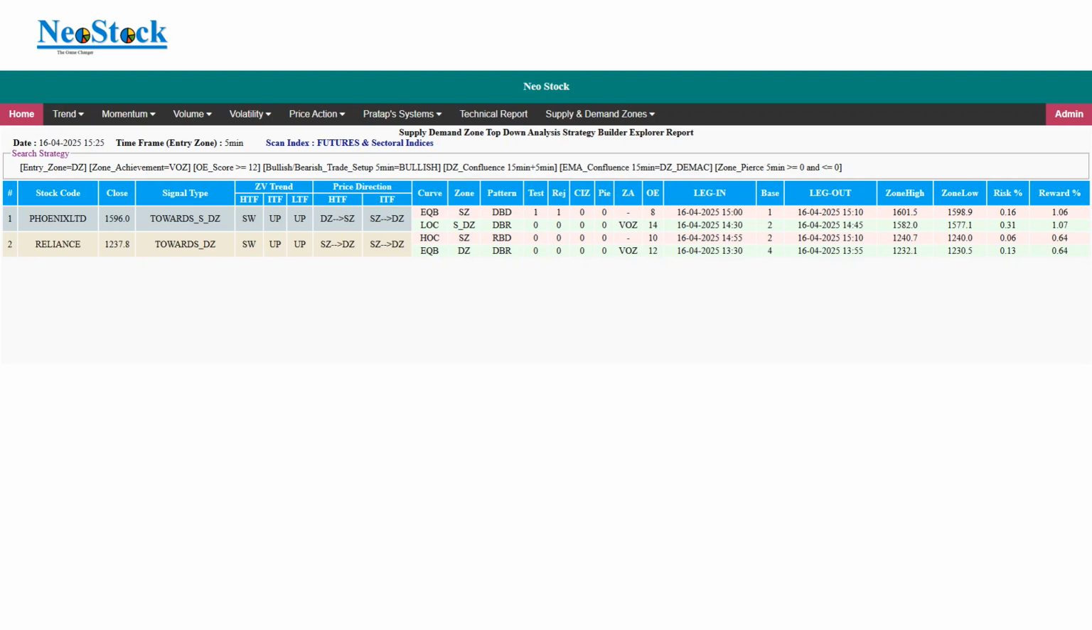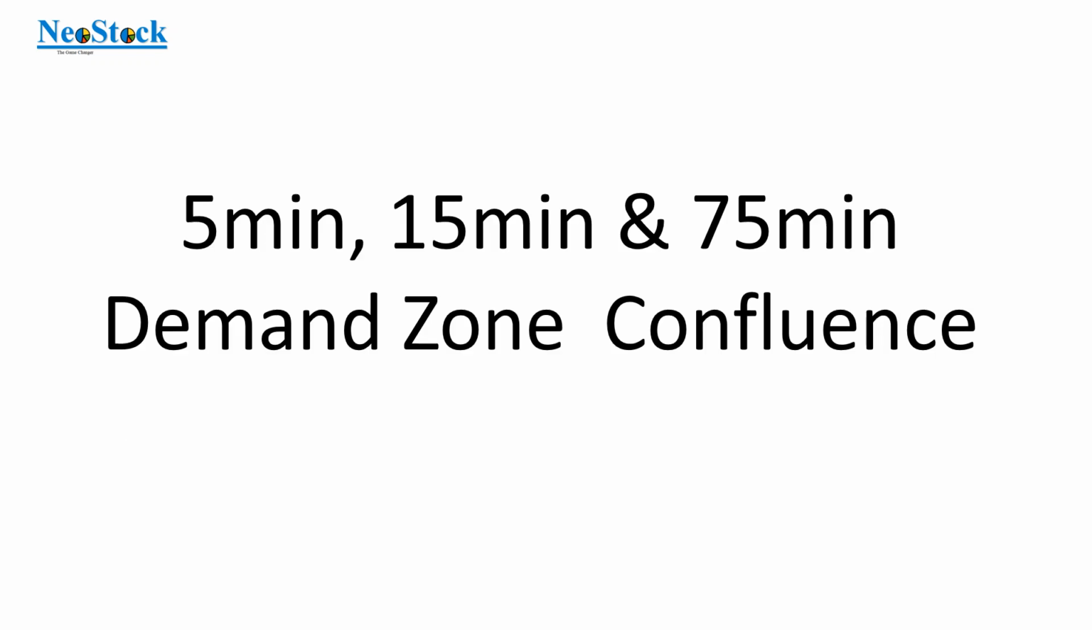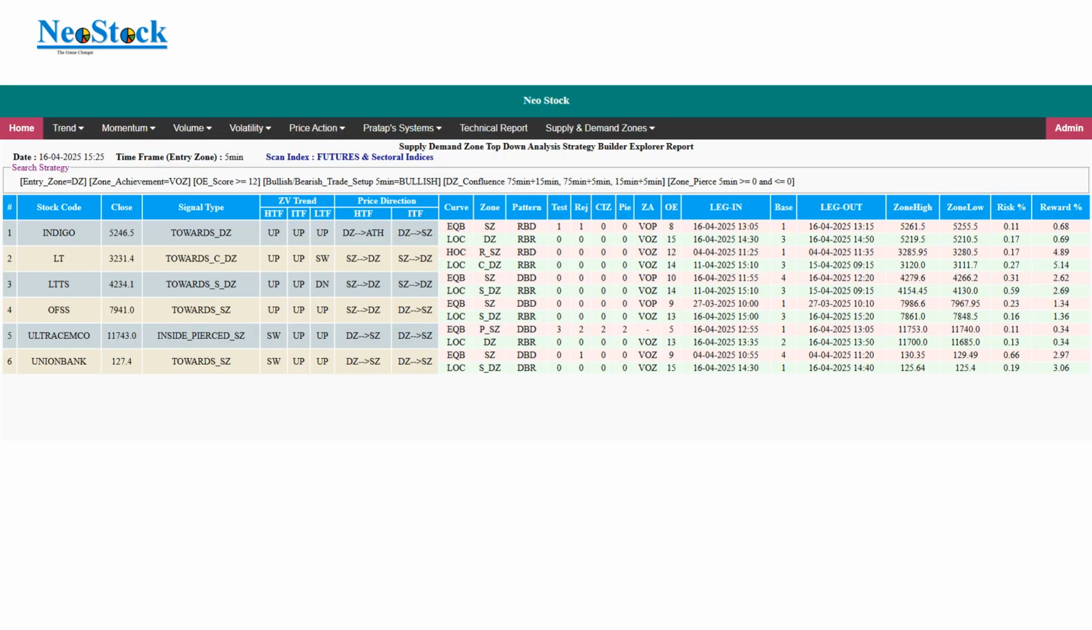Next, we will look into LTF, ITF and HTF demand zone confluence supported stocks. That is 5 minutes, 15 minutes and 75 minutes demand zone confluence. We got 6 stocks. So in all the 6 stocks, 5 minute zone overlapped with 15 minutes, both together overlapped with 75 minutes demand zone.